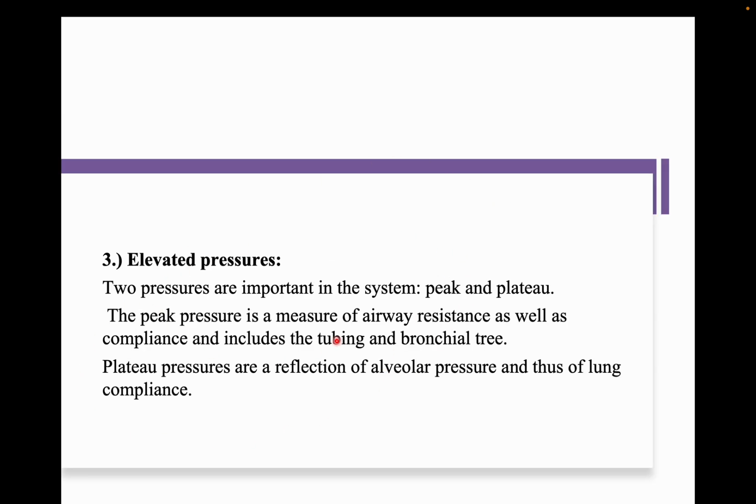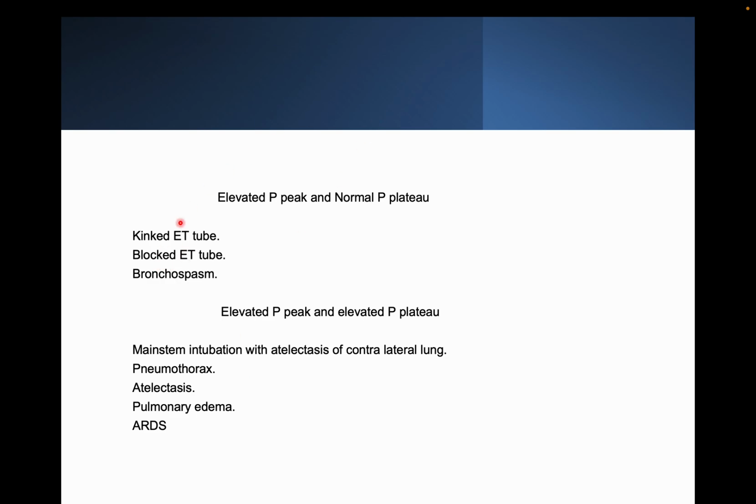Elevated pressures: two pressures, P peak and P plateau, already mentioned. P peak is mainly dependent on the tubing and bronchial tree. P plateau reflects lung compliance. So for P peak, the causes are kinking of the tube, blocking of the ET tube, or bronchospasm. For P plateau, the causes are pneumothorax, atelectasis, pulmonary edema, ARDS.